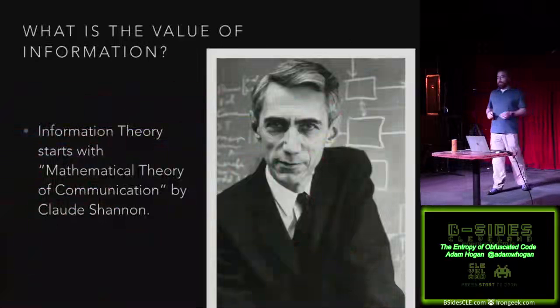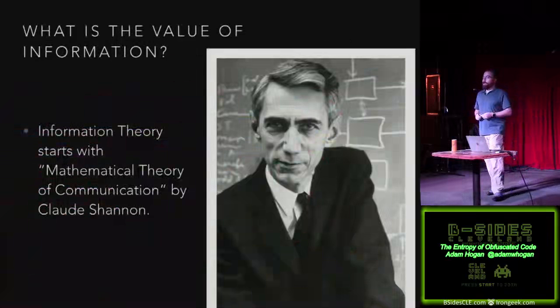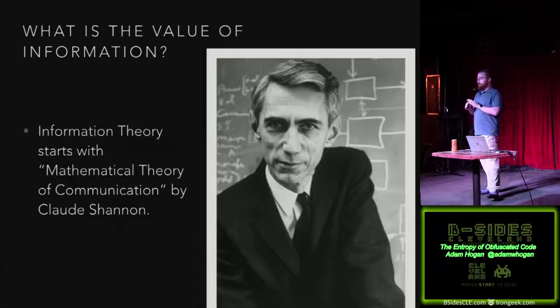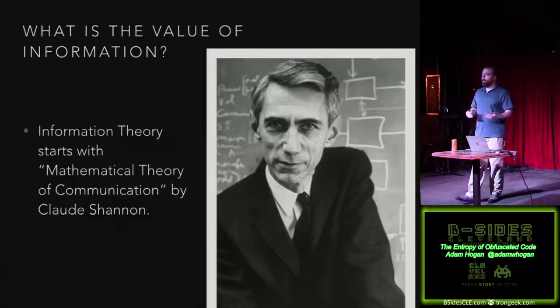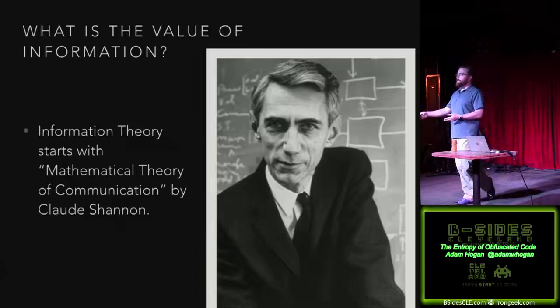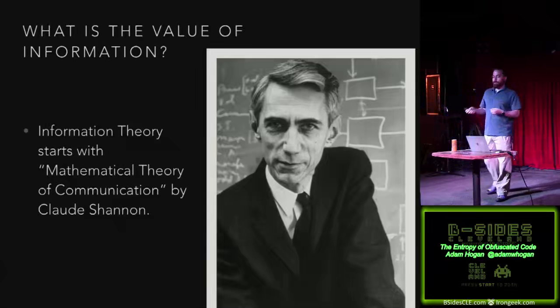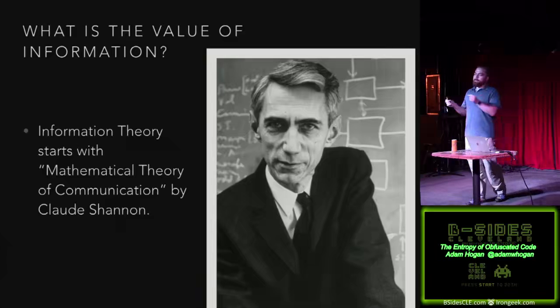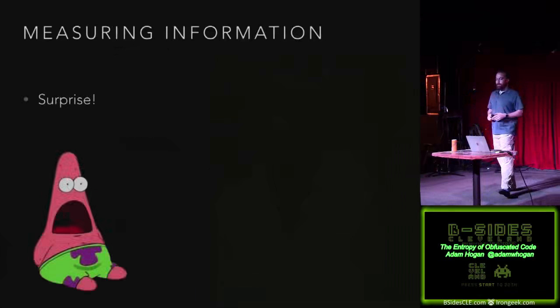Information theory was actually started by this guy. His name is Claude Shannon. He wrote a paper called The Mathematical Theory of Communication, which is just legendary in the field. It started the idea of looking at communication as a digital process. And by doing that we can look at measuring the value of information and how much information is included in a message. I know that sounds weird. I'm going to give a little more explanation there.